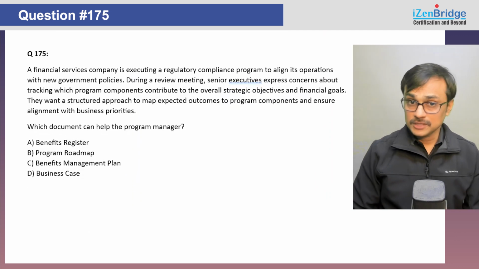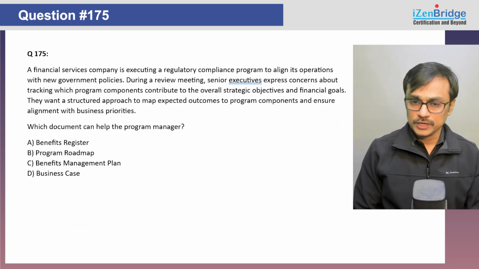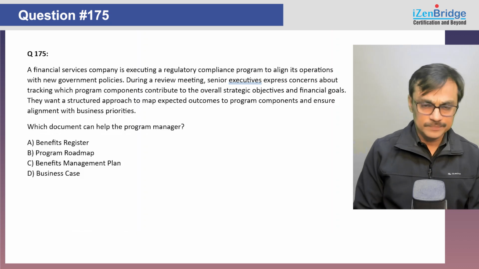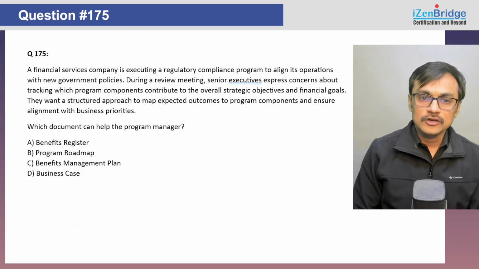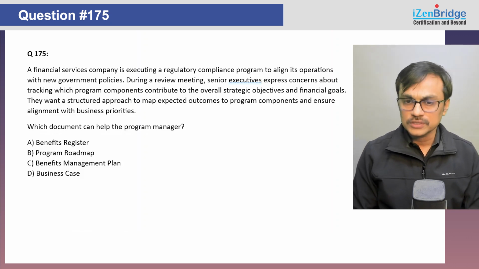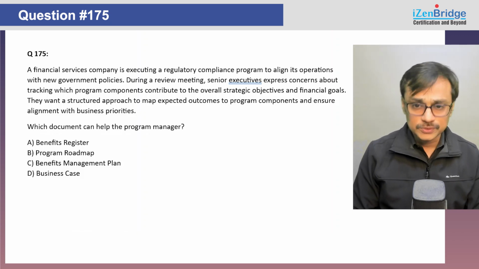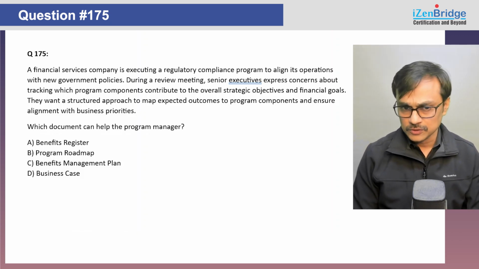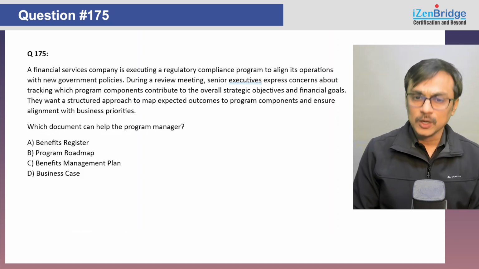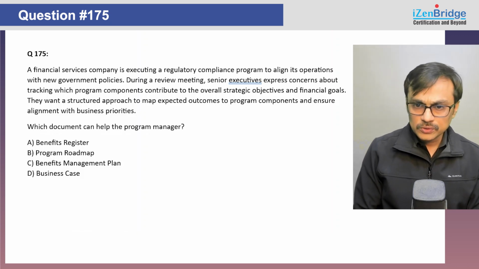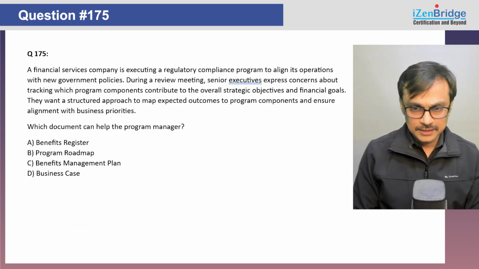Question number 175. A financial service company is executing a regulatory compliance program to align its operations with a new government policy. During a review meeting, senior executives expressed concerns about tracking which program components contribute to overall strategic objectives and financial goals. Okay, so it's like tracking the component to the benefits and the strategic objective. So this is needed. They want a structured approach to map expected outcomes to program components and ensure alignment with the business priorities. Yeah, so that's the thing.